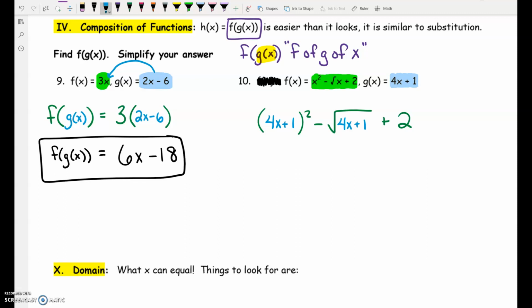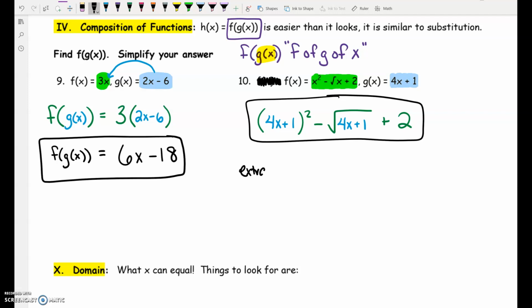I should make you simplify this, like actually multiply this out, but I'm not going to give you one this challenging on your own, so we're just going to call this one done. Let's do an extra one.